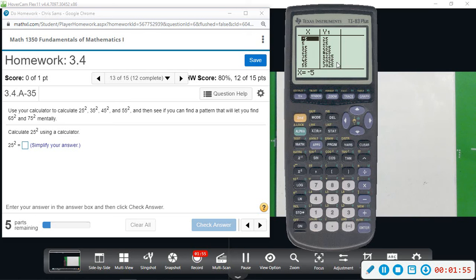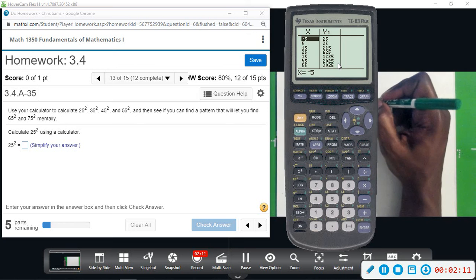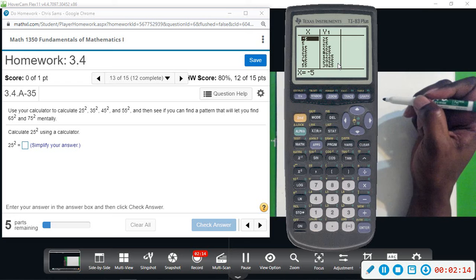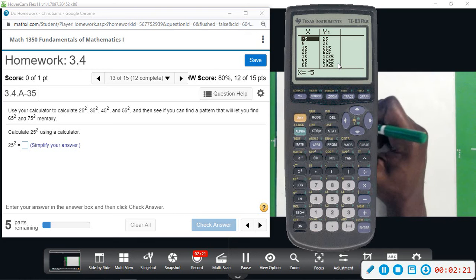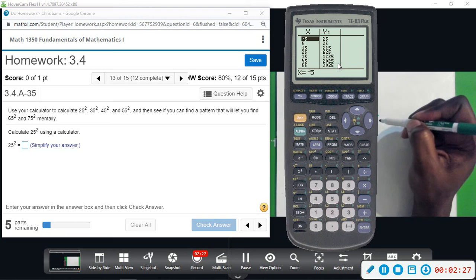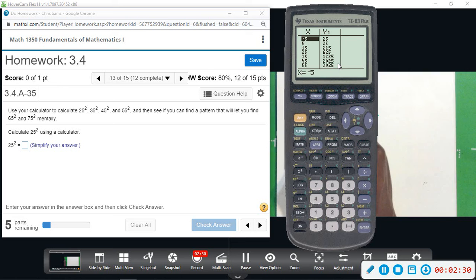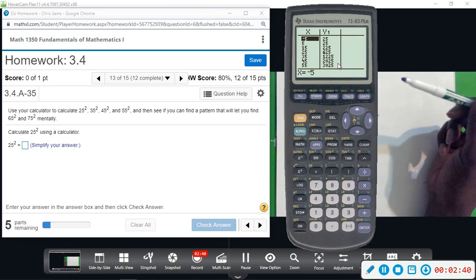So 25 squared, we get 625. And then 35 squared equals 1225. Then 45 squared is giving us 2025.